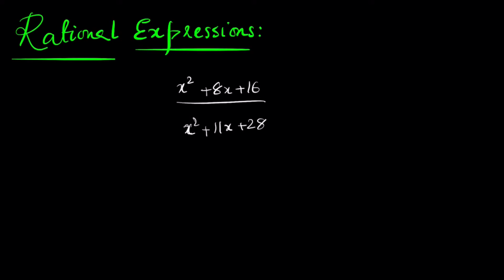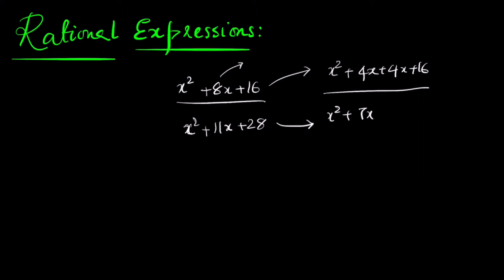But what happens is, if you try to factorize the numerator and the denominator, for example, if you factorize the numerator, you get x square plus 8x plus 16, where 8 comes from the fact that it's 4 times 4. So you get x square plus 4x plus 4x plus 16, divided by x square plus 7x plus 4x plus 28. Here we are talking about 28x square, so we can split it into 4x times 7x, 4x plus 7x.